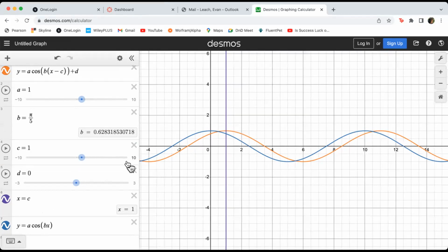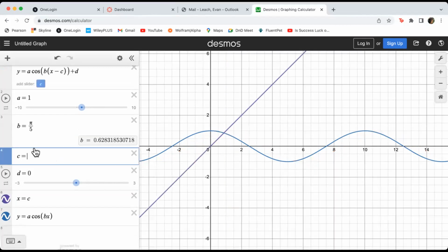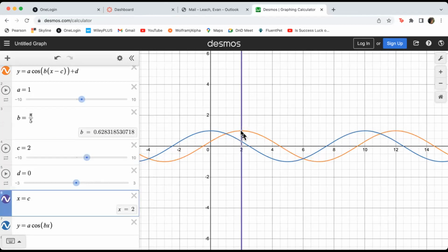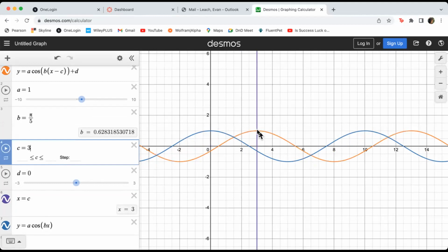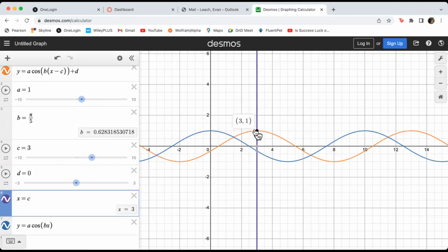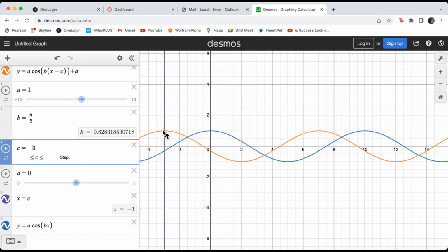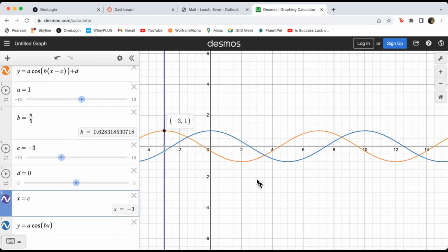So if I change C equals 1, if we have cosine of x minus 1, we have moved the starting point over to 1. If I change C to 2, now that top point is at 2. If I change C to 3, that top point is up at 3. Then if I change C to negative 3, my top point is now at negative 3.